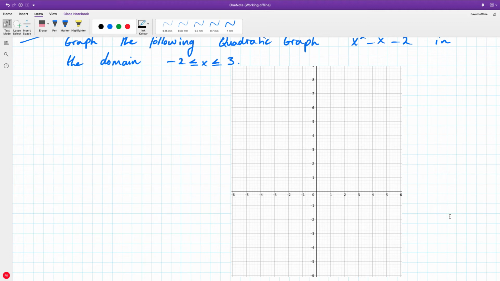Just to make sure we all have the right points before we go plotting. Are we getting minus 2, 4? Yeah. Minus 1, 0? Yeah. 0, minus 2? Yeah. 1, minus 2? Yeah. What was the first one? Minus 2, 4. Right, I'll go through the points with you just before we go plotting, so just make sure we're right.